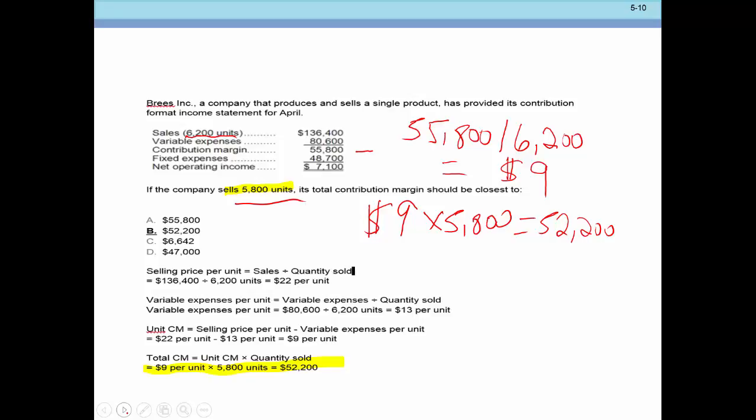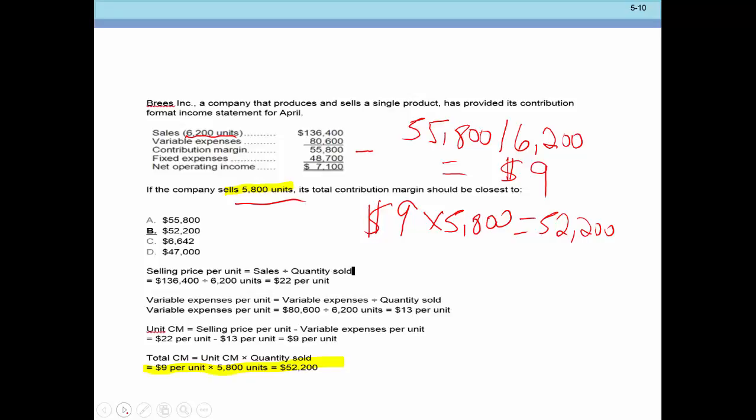And this one now is a situation where they tell us what the contribution margin is, sales minus variable expenses for 6,200 units, and then they want to see what our contribution margin would be if we sold 5,800 instead of 6,200.